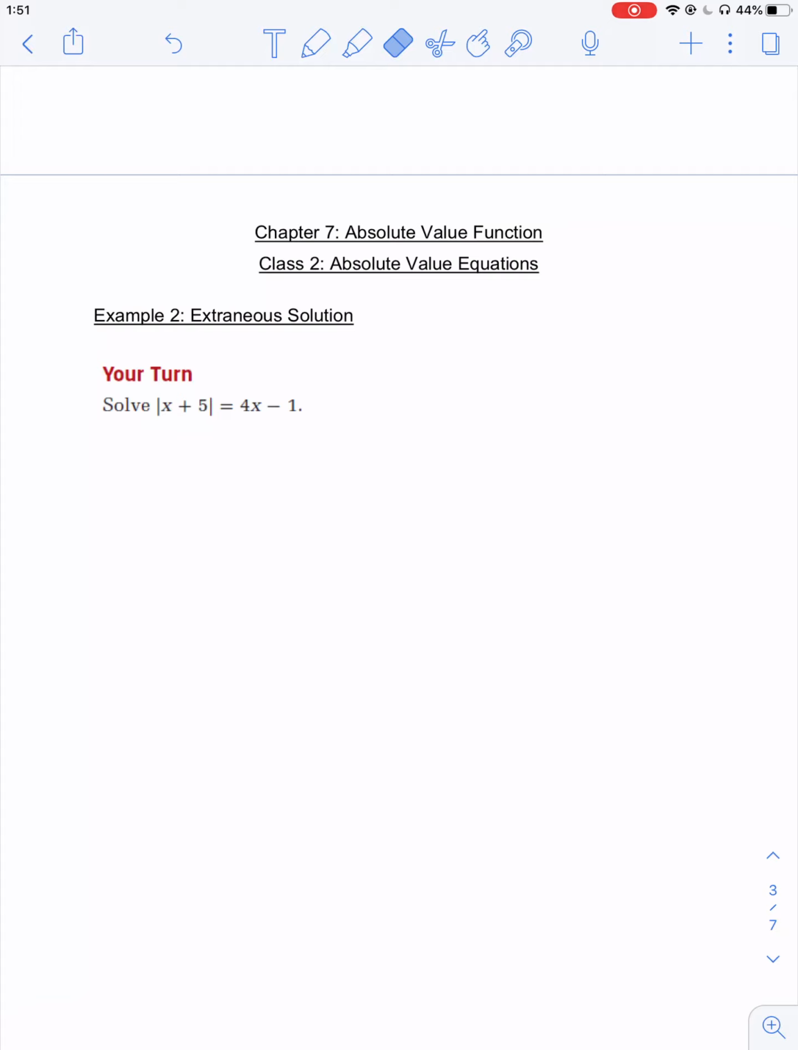Okay, so basically, the first step is, because it's hard to work with absolute value, we're going to have to split this into two linear equations.